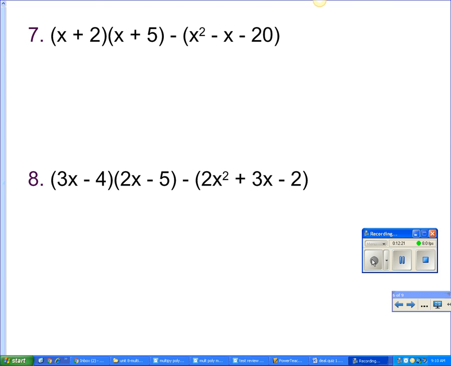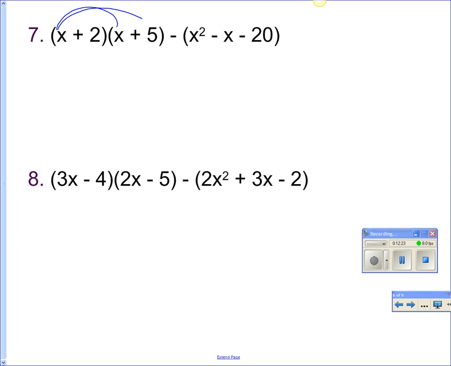So right here, I'm still going to do my lobster claw. So x squared plus 5x. Okay, y'all know how to do this by now, so I'm going to go a little quicker. Then underneath, plus 2x plus 10. Okay, so that's my lobster claw. Y'all know how to do that.